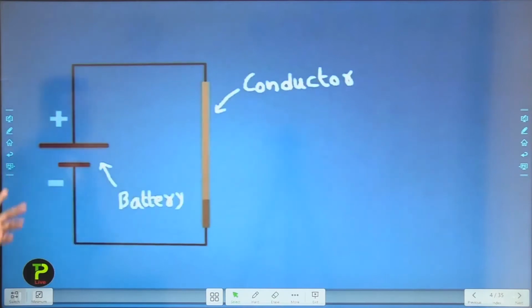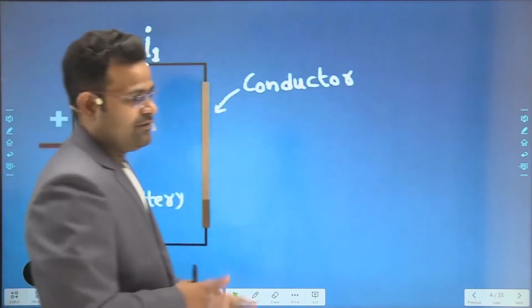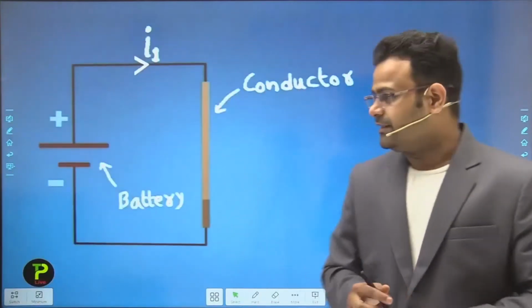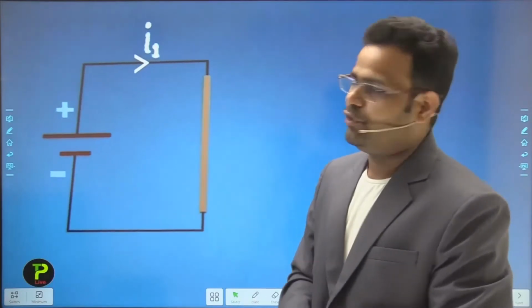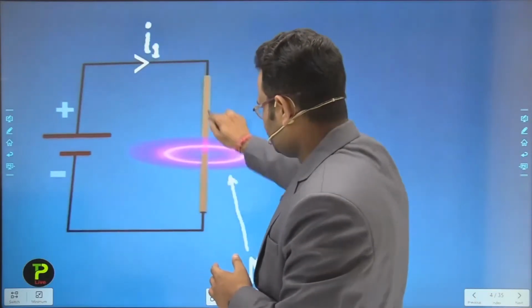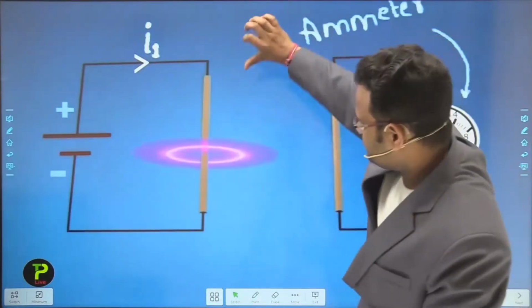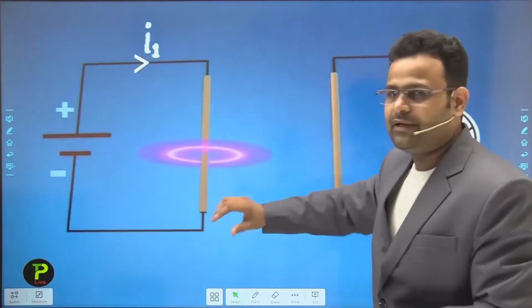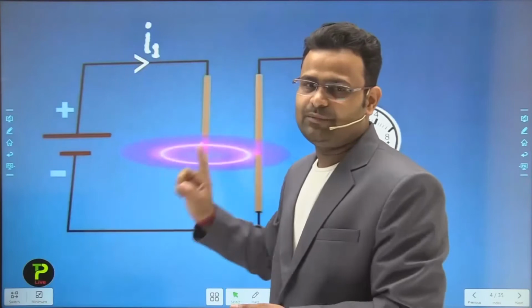Now that is a battery and that is a conductor. Whenever we use a battery, the battery provides current that flows in one direction, that is the I1 direction. When the switch is on, the battery is connected to the conductor, and current starts flowing from that direction to that direction. Every student knows that whenever current flows in that direction, a magnetic field will be produced around that coil.